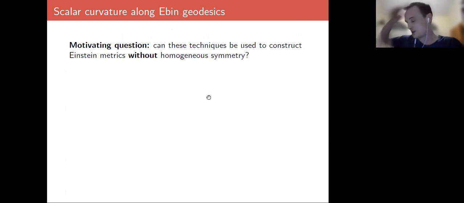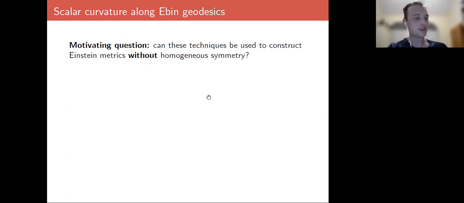Okay, so this was that. Maybe about a year or so ago, Christoph came to me and said, all right, Tim, this is all good, but now I want to do this without any homogeneous symmetry. In fact, no symmetries at all would be nice. And so, what can be done without any symmetry? Can we use these sorts of techniques to construct new Einstein metrics?